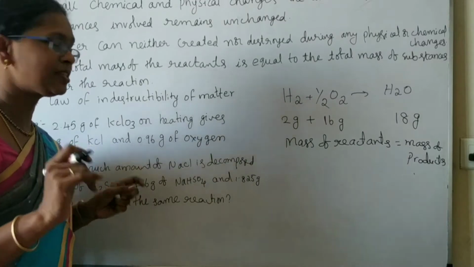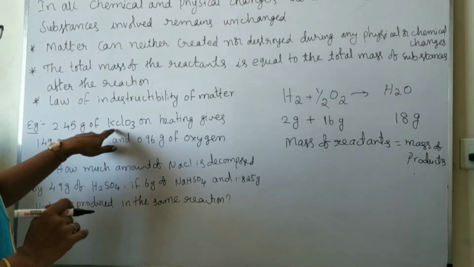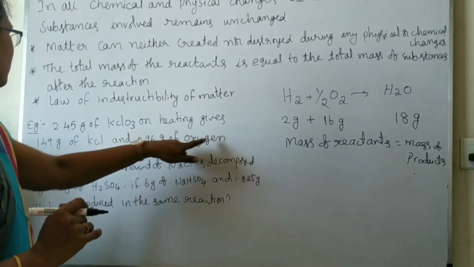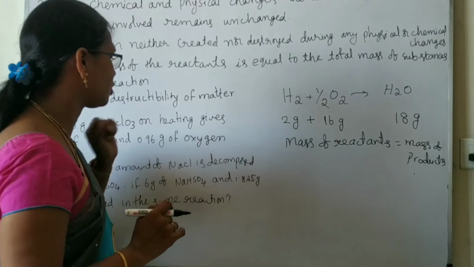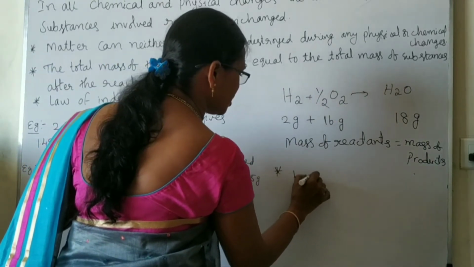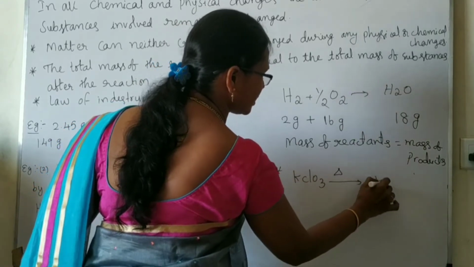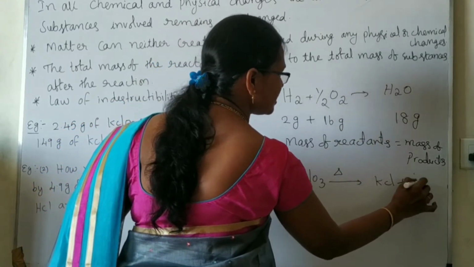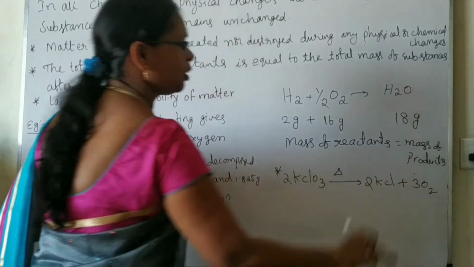With one example I will explain it here. 2.45 grams of KClO3 on heating gives 1.49 grams of KCl and 0.96 grams of oxygen. So write the equation for this first. KClO3, potassium chlorate on heating, is going to divide into KCl plus 3O2. 2 KClO3, 2.